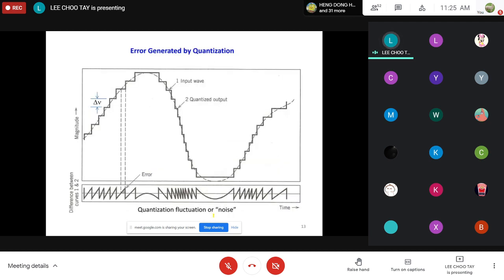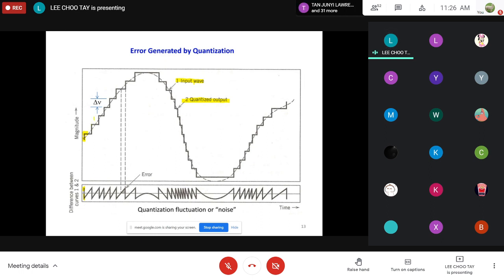This slide shows you the error generated by quantization. The continuous dotted line is your input wave, and the staircase waveform is your quantizer output. When we quantize our amplitude, the amplitude at this value, look at the dotted line here, will be quantized to this value over here. This is the step. You can see there is a difference. The difference between this step and the actual input amplitude or input voltage is the error. So here we have a negative error.